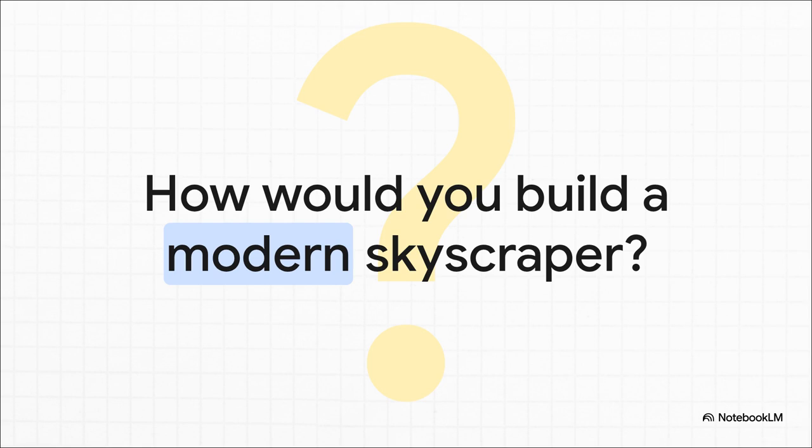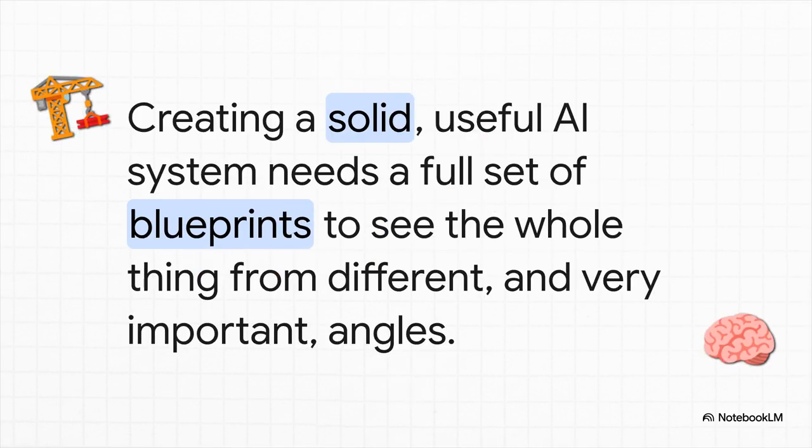You'd have plans for the structure, for the electrical system, for the plumbing, each one giving you a specialized, crucial view of the exact same massive project. And that's the thing. Building a useful AI system, it's exactly the same. It demands its own master set of blueprints, so you can see the project from every single critical angle. So, where do we get these blueprints?